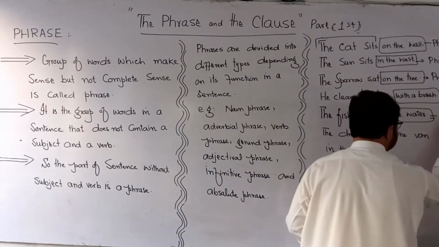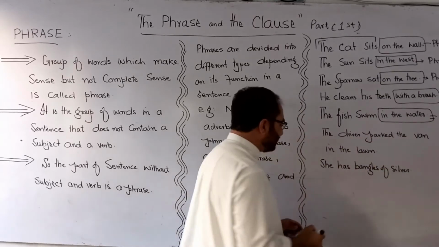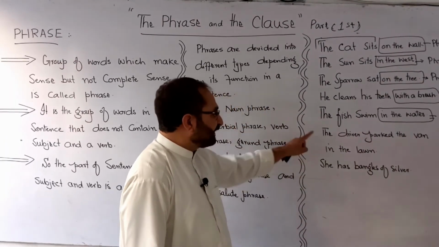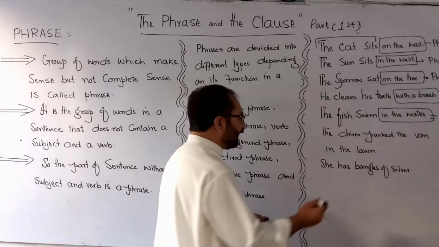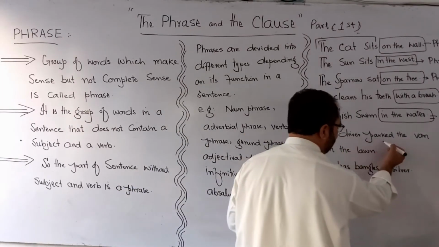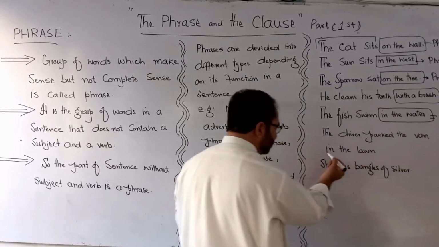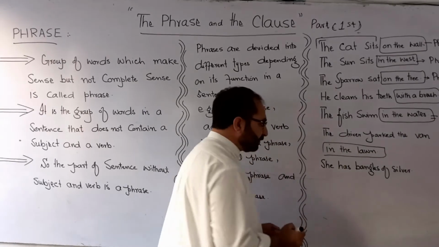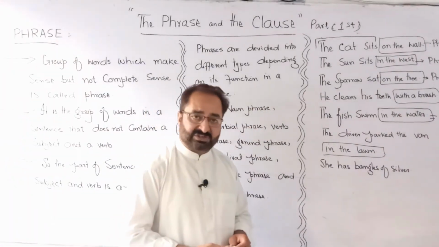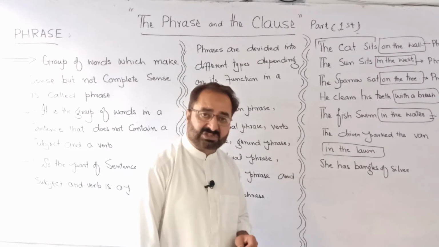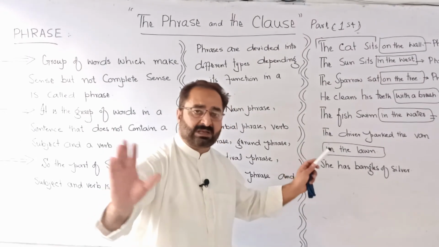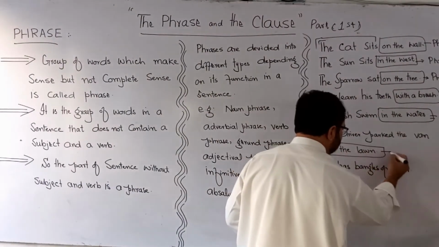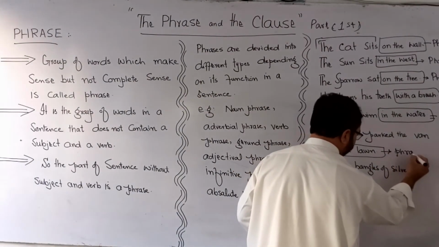Okay. So dear friends, the same is the case in the next sentence too. The driver parked the van in the lawn. The driver parked the van. The driver is the subject, park is the verb, and the van is the object. But here, this group of words, "in the lawn," is able to give us a meaning, but not a complete meaning. In the lawn, there is no subject nor a verb. So this part of the sentence, from "in" to "lawn," is a phrase, right?